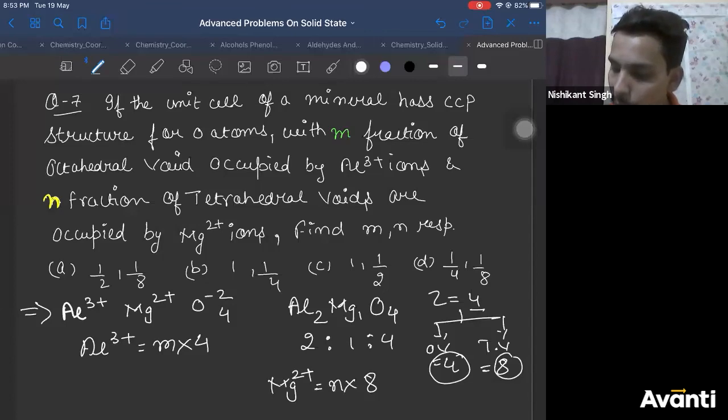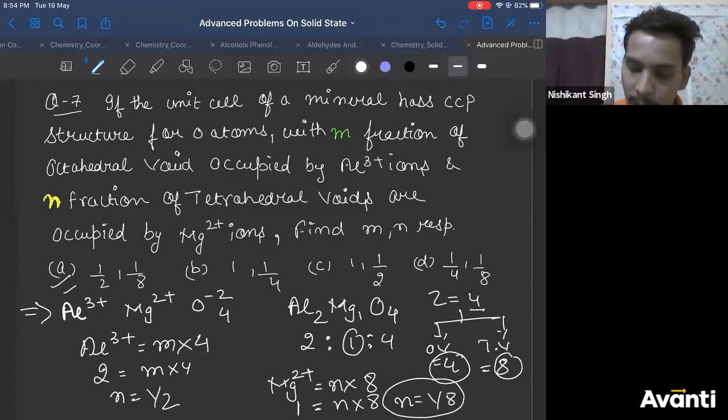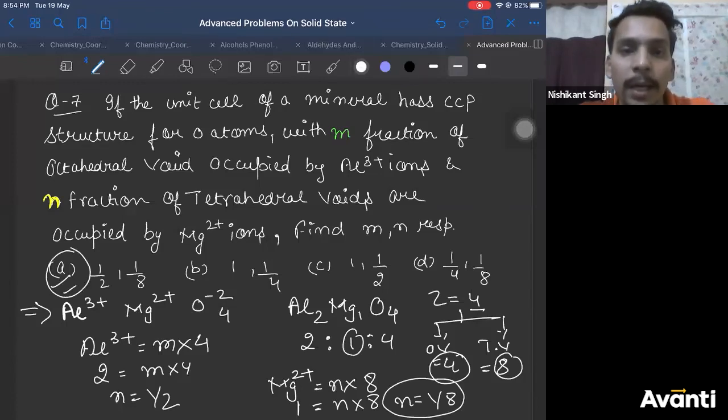Now you know the number of aluminum atoms is 2, which is equal to m into 4. So m is equal to 1/2. Similarly, magnesium atoms are 1. 1 is equal to n into 8. n is equal to 1/8. So the correct answer is A, 1/2, 1/8.